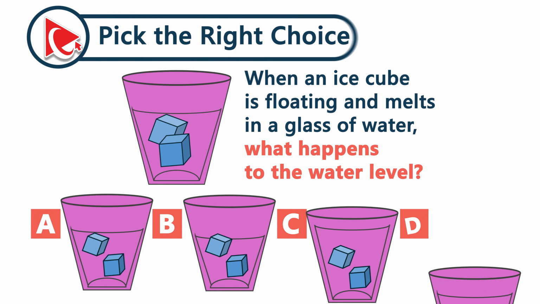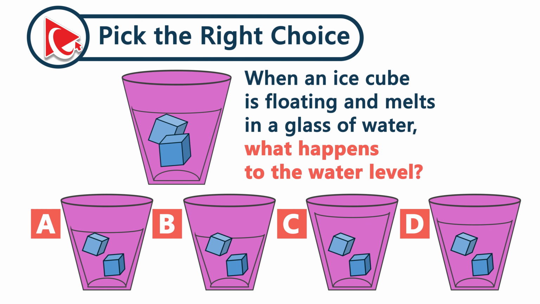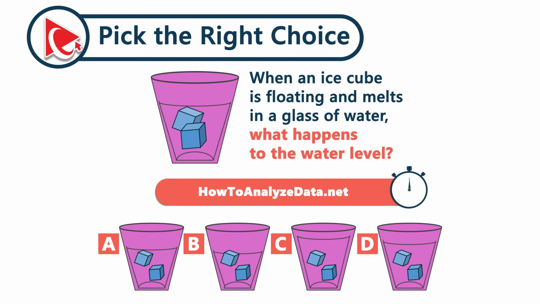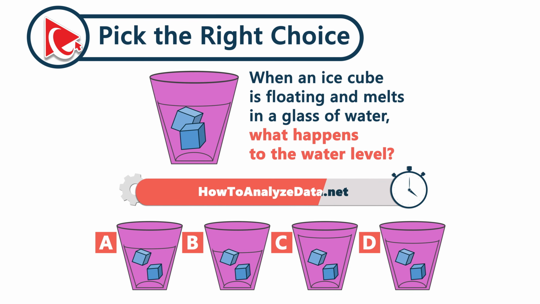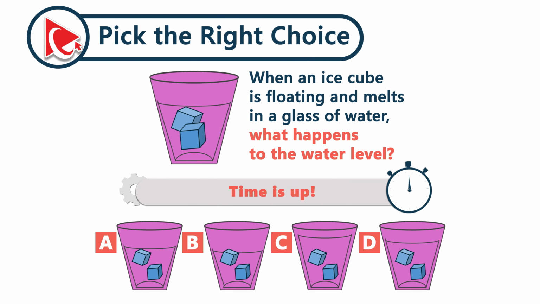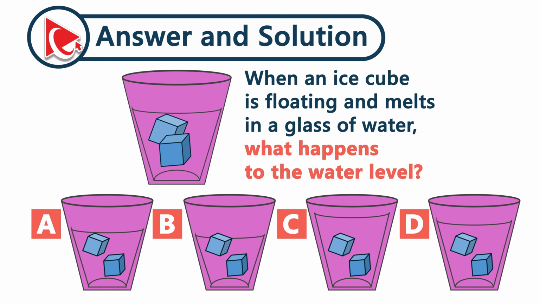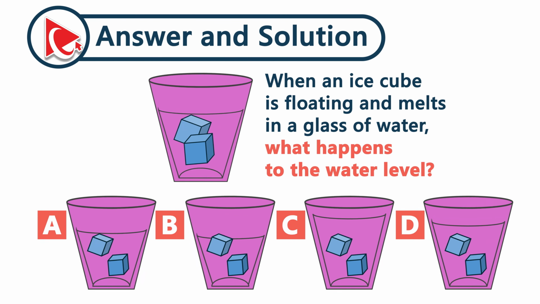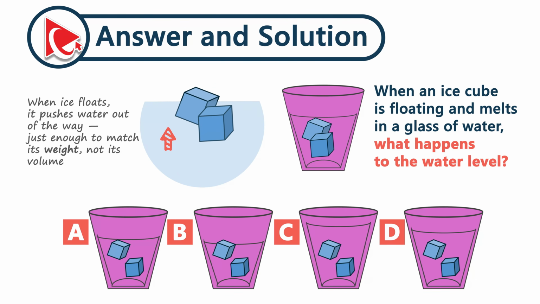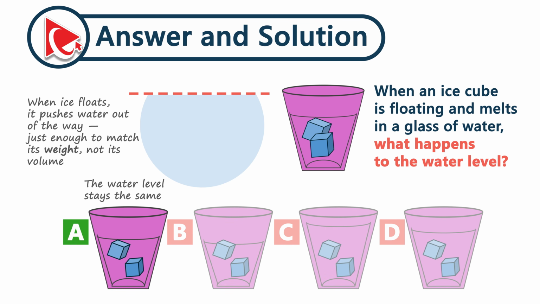What happens to the water level when a floating ice cube melts in a glass of water? A, have you ever wondered why your glass doesn't overflow when ice melts? Let's break it down. When ice floats, it pushes water out of the way, just enough to match the weight, but not the volume. That's the key. Ice takes up exactly the space it had originally displaced. So the final answer is choice A.